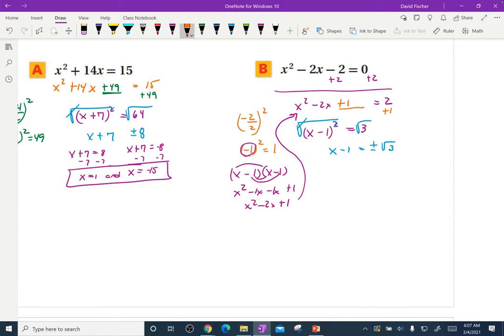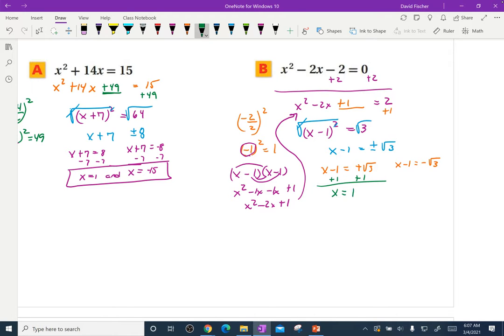Okay, so I want to rewrite it twice. I want to say x minus 1 equals plus the square root of 3, and then x minus 1 equals minus the square root of 3. Okay, I want to leave it as a radical. Now let's solve for x. I want to add 1 to both sides. Now this is where it gets kind of weird.